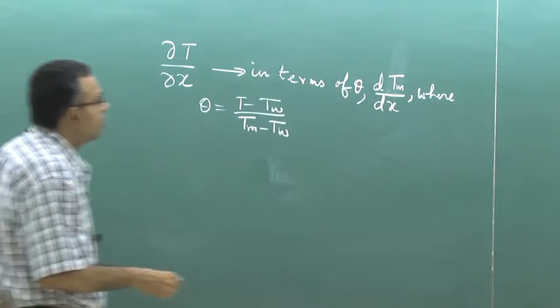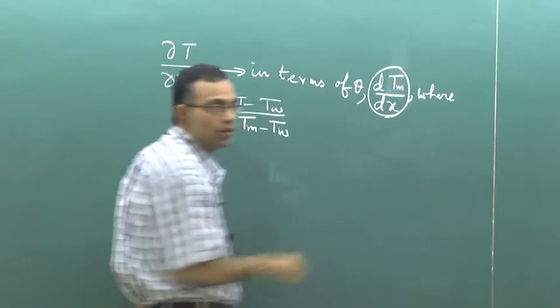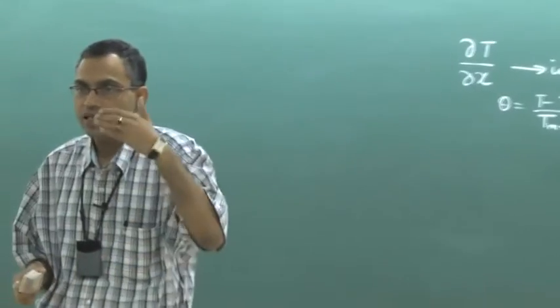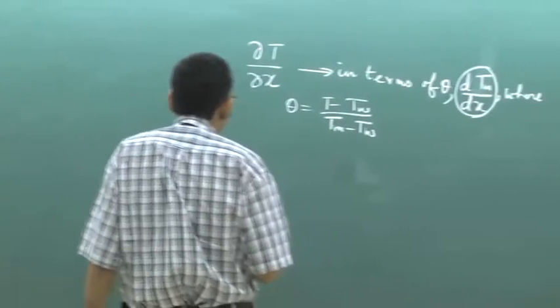Now irrespective of the boundary condition, this parameter is always involved. So one thing we have been successful in is reducing the dimensionality of the problem: when we express del T del x in terms of dTm dx, we are converting a 2-dimensional or 3-dimensional problem to an effective 1-dimensional problem. But the question is how to calculate this dTm dx. For that we will make an overall energy balance.